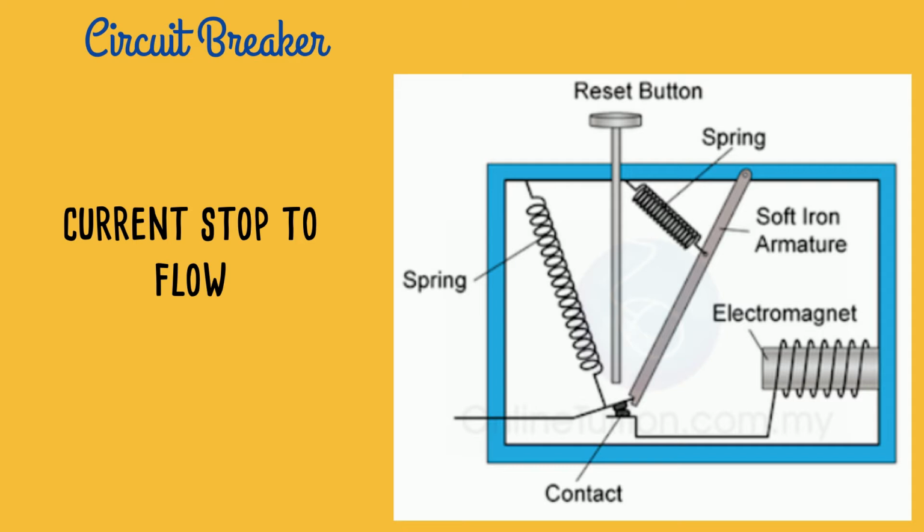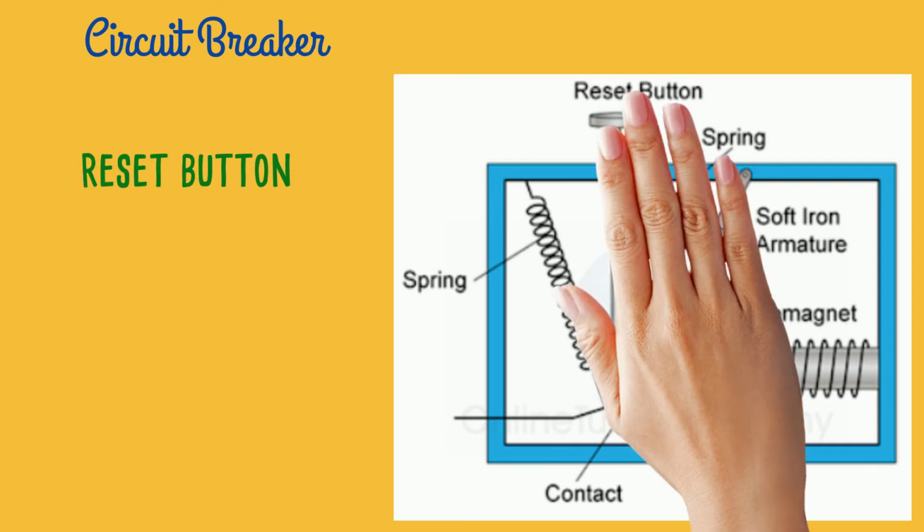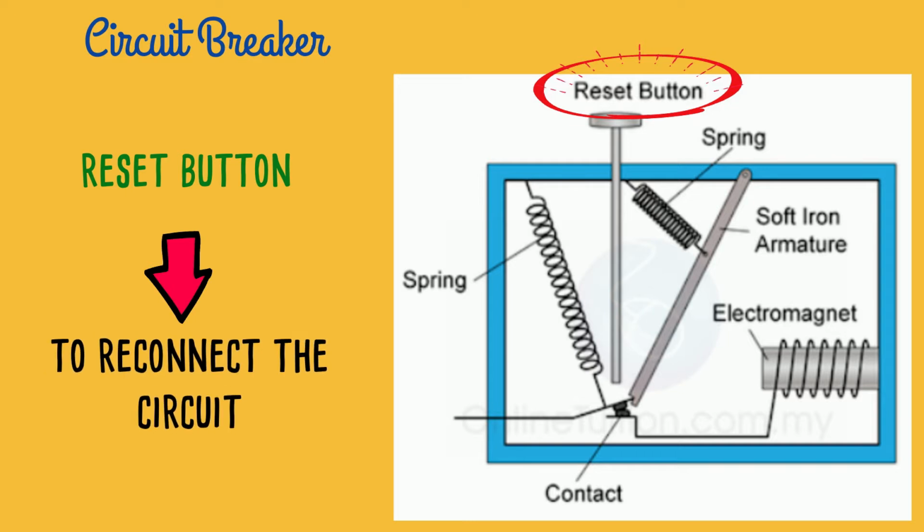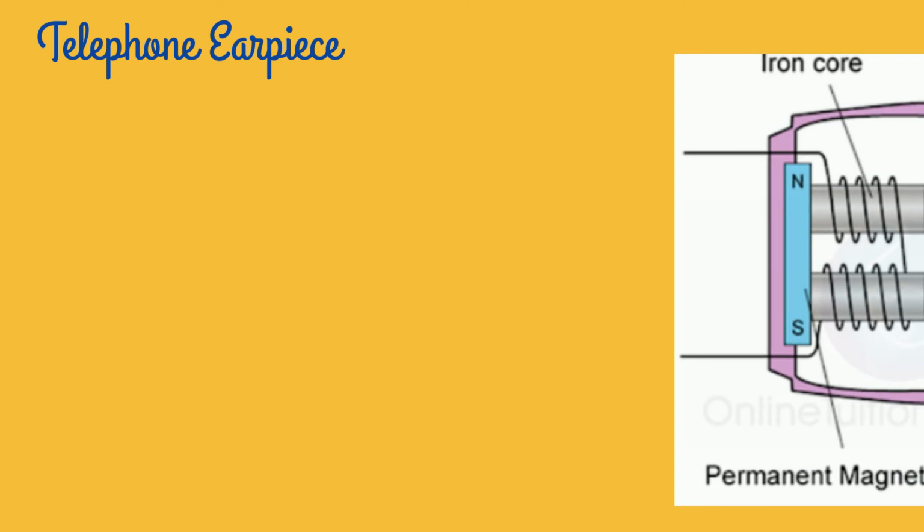We can reconnect the circuit by pressing the reset button. The reset button can be pushed to bring the contact back to its original position to reconnect the circuit. In addition, the construction of an earpiece involves electromagnets as well.